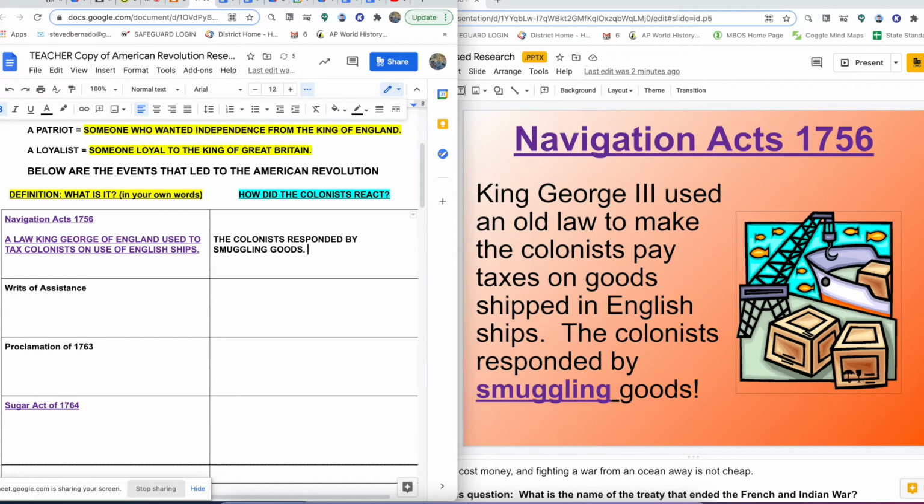The colonists responded by smuggling goods. They didn't use British ships, even though they had to by law. So this shoemaker possibly paid for a non-British ship to take his shoes to England, and then in the dead of night, they would sneak the shoes ashore onto a horse cart and sneak them away. That way, the shoe owner from the 13 colonies, the businessman, would not have to pay the tax. So they illegally smuggled goods.